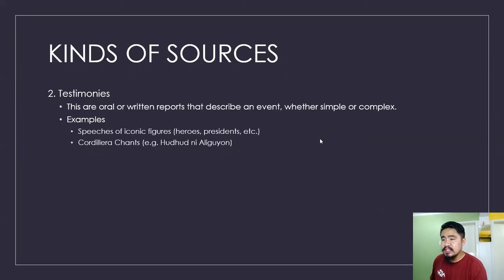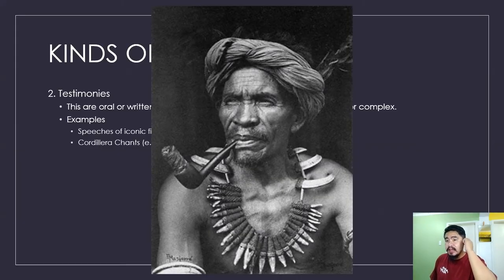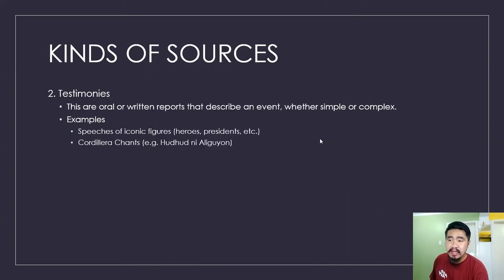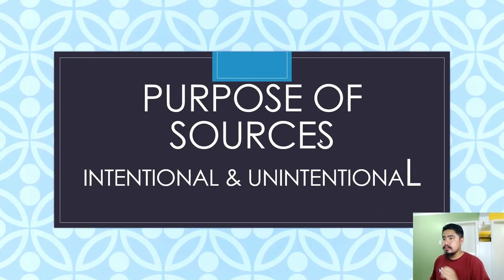Then we have Cordillera chants. So yan, Cordillera chants, intangible yan kasi ang gagaling ng mga elders natin. So the elders basically memorize all the Cordilleran chants, yung mga epic chants natin, no? So for instance, we have the Hudhud ni Aliguyon. So this is an Ifugao chant. So Aliguyon is an Ifugao warrior. So naka-narrate yung buhay ni Aliguyon. So yun yung mga testimonies natin.